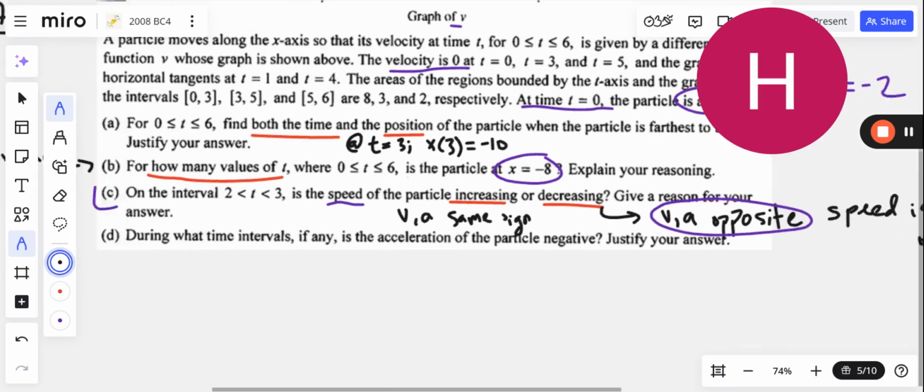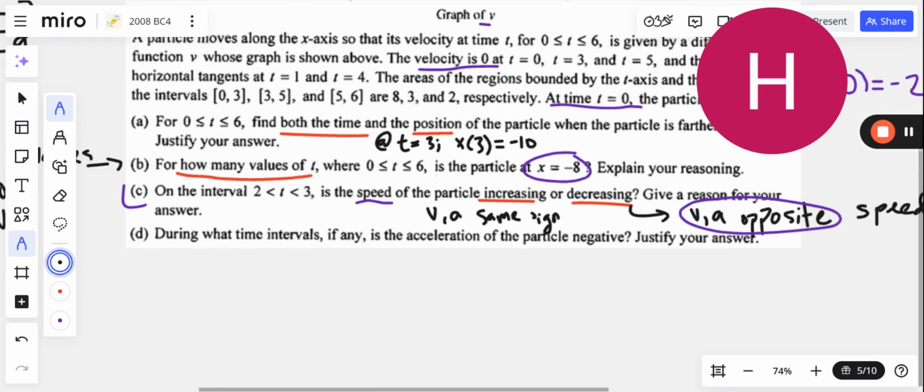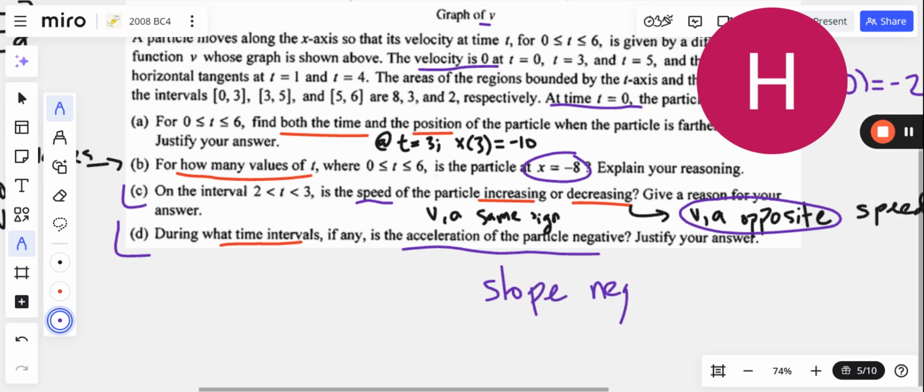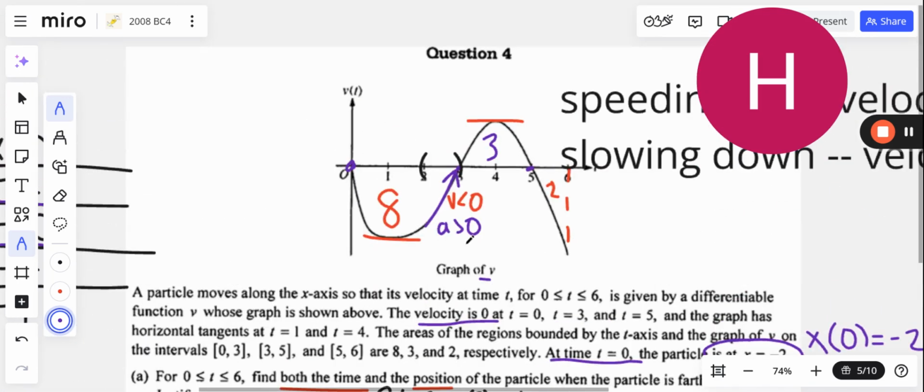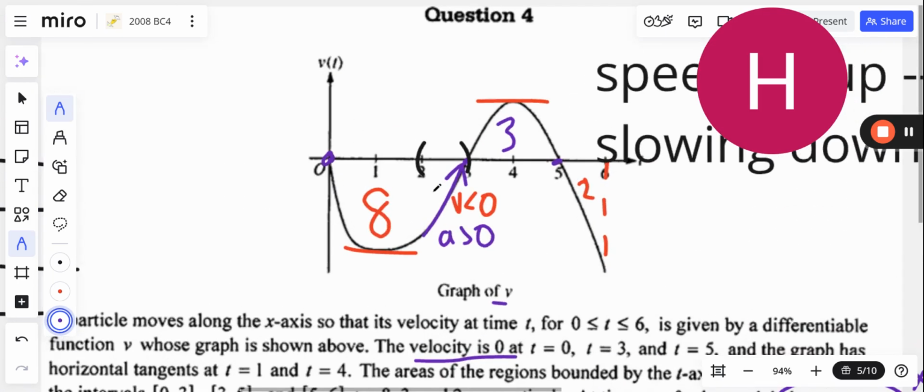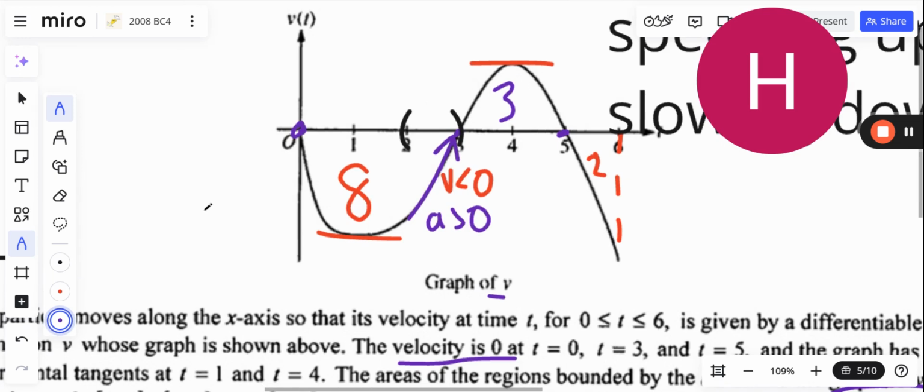Okay. During what time intervals, if any, wow, really easy questions here, guys. During what time intervals, if any, is the acceleration negative? So this just means the slope is negative. Okay, so we just have to look. The slope is the acceleration in this case because the graph is the velocity. And again, the derivative of velocity is acceleration. So let's look for when there's negative slopes.